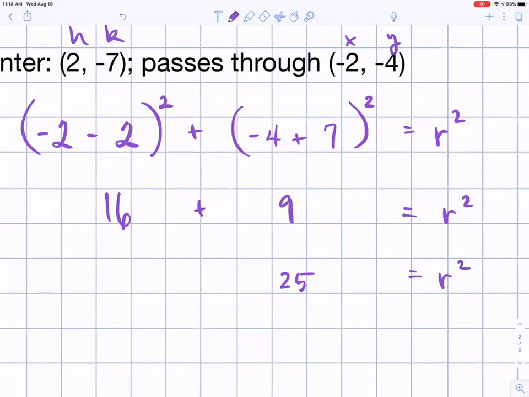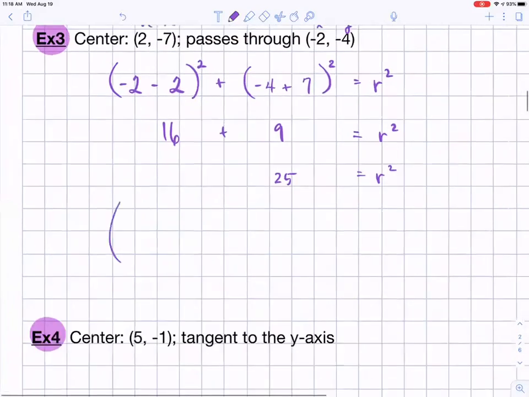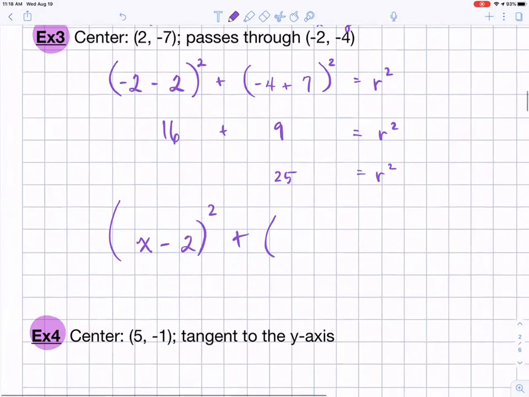So let's write it. Standard equation, first glob, what's it going to look like? X minus 2 quantity squared plus, keep going, y plus 7 quantity squared is equal to 25. Okay.